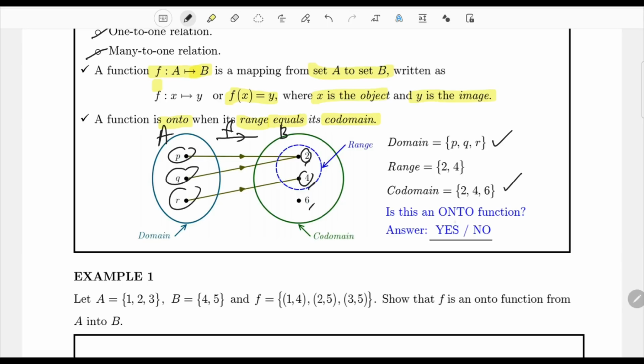So is this an onto function? The definition of onto is that the range equals the codomain. As for this example, the range is not equal to the codomain, hence it is not an onto function.